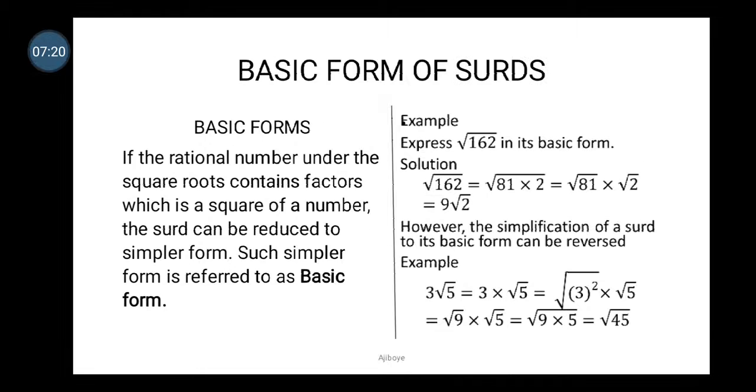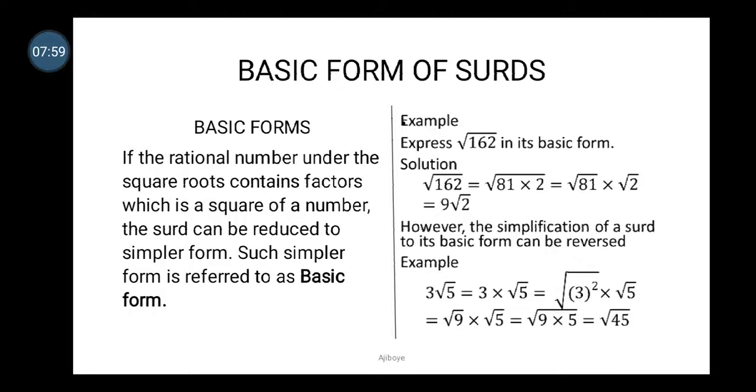Let's look at some basic forms of surds. Basic forms: if the rational number under the square root contains factors which is a square of a number, the surd can be reduced to simpler form. Such simpler form is referred to as basic form. I'll take that again. If the rational number under the square root contains factors which is a square of a number, the surd can therefore be reduced to simpler form. Such simpler form is referred to as basic form.